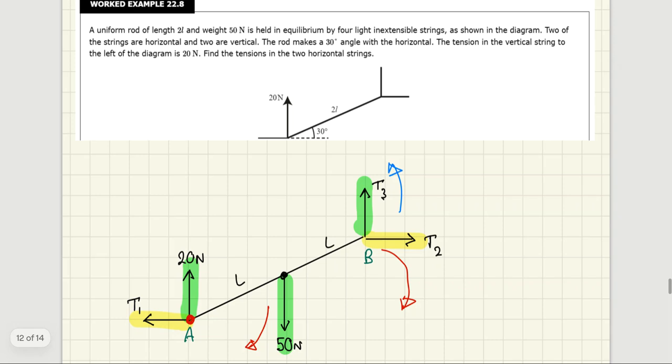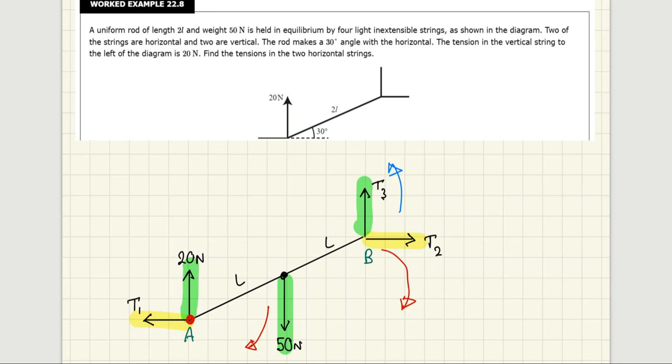here's a question, kind of started off for you. Right. A uniform, we're back to uniform rod of length 2L, weight 50 newtons, is held in equilibrium by 4 light inextensible strings as shown in the diagram. 2 of the strings are horizontal, 2 are vertical. The rod makes a 30-degree angle with the horizontal. The tension in the vertical string to the left of the diagram is 20 newtons. Find the tensions in the 2 horizontal strings.